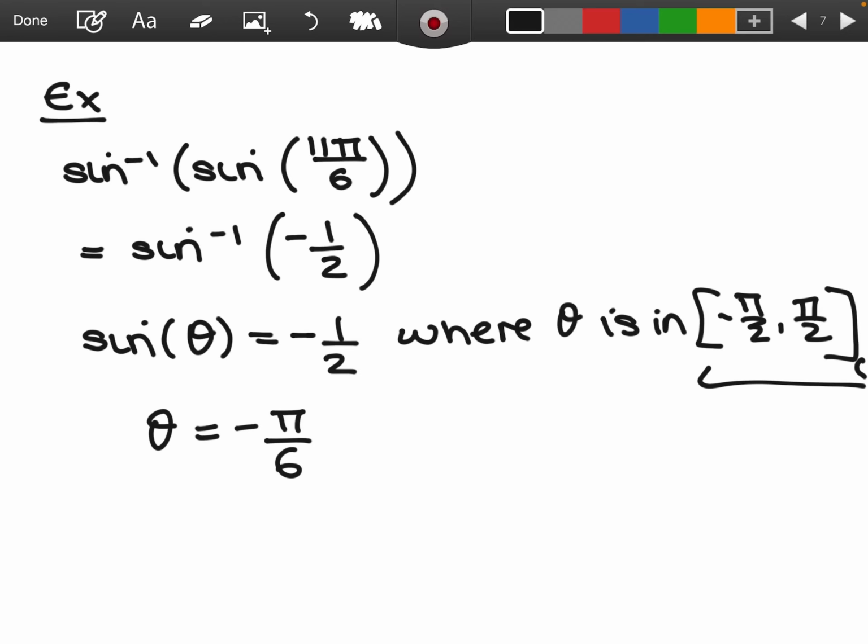So with a lot of these, you're going to be dealing with problems where you have to worry about which quadrant you're in and make sure that you actually have a value that is in the correct range. If you end up with a value that is outside of wherever sine inverse is defined, or the range of sine inverse, you know you've gone wrong somewhere. So you really have to pay attention to the domain and the range of sine inverse.